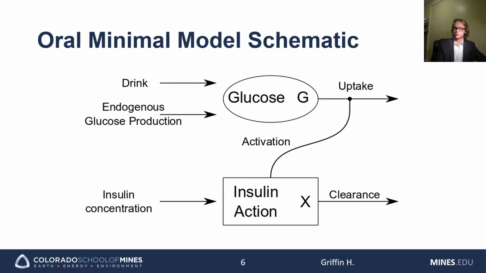To measure glucose dynamics, we use the oral minimal model that was developed by the Cobelli group. In the oral minimal model, there are two sources of glucose: the glucola drink, and then the endogenous glucose production that comes from the liver. Insulin acts on glucose by influencing the uptake. To determine insulin action, we're feeding insulin concentration into a compartment known as insulin action. Insulin action isn't exactly insulin, but it encompasses all of the signaling that results in glucose uptake.